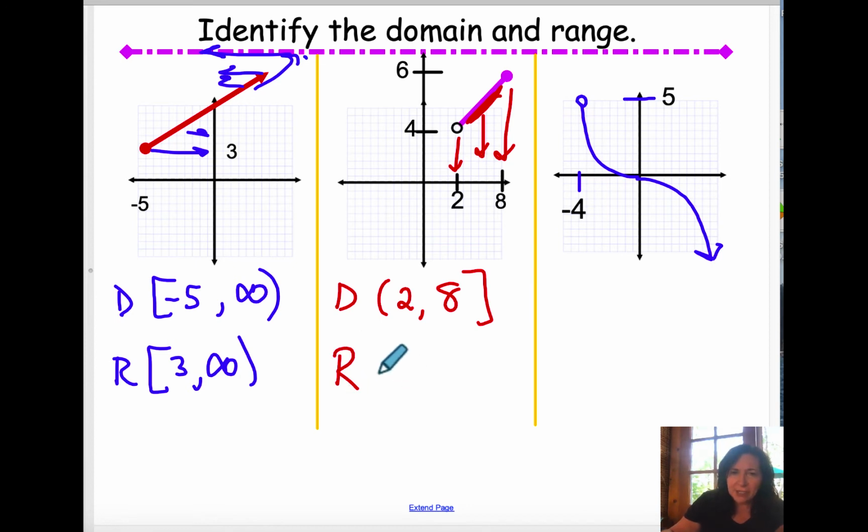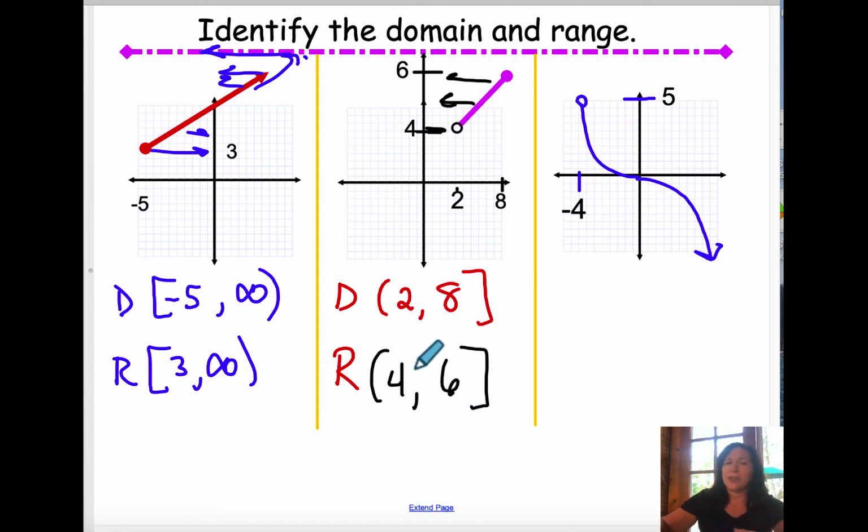For my range, those values are going to go now to the y-axis, so I'm going to erase this, and then these values squishing over to the y-axis this way. All these values going to the right, or excuse me, to the left in this case. So the lowest value on my range is going to be 4, but not including 4. And so that's going to go 4 all the way to 6, and it is including 6.